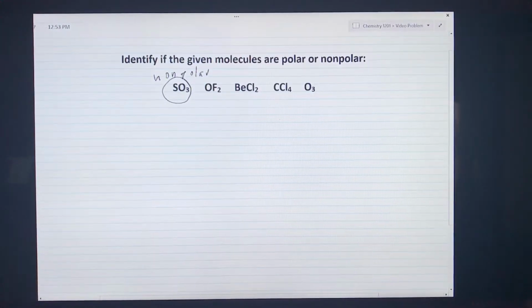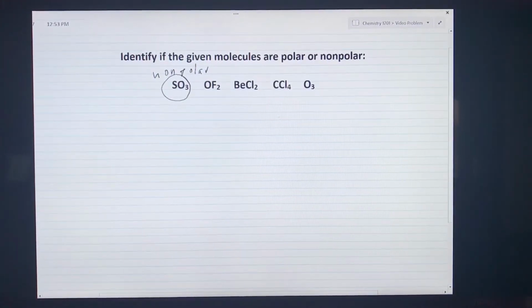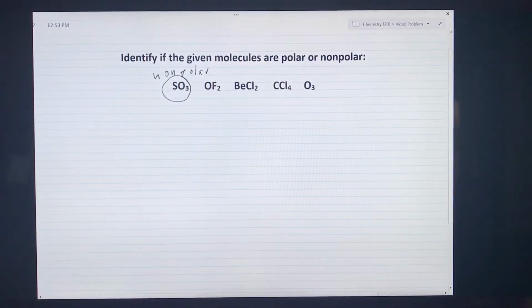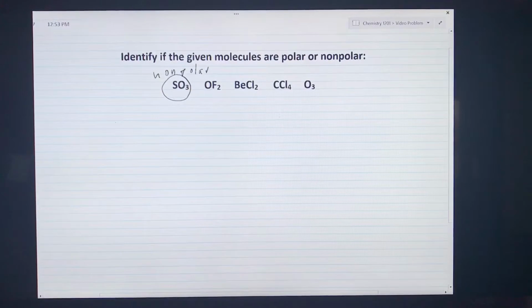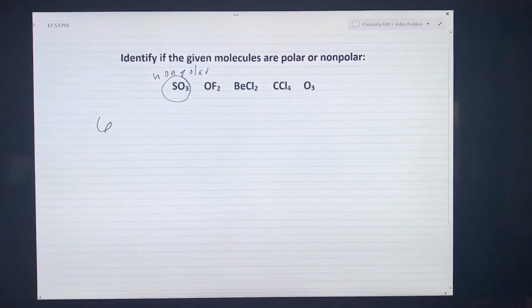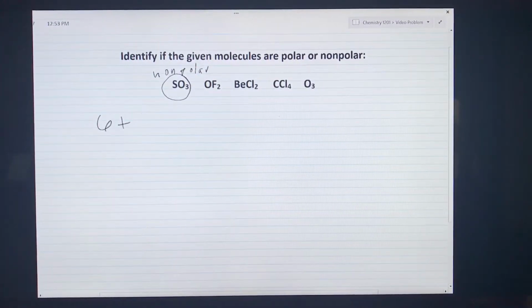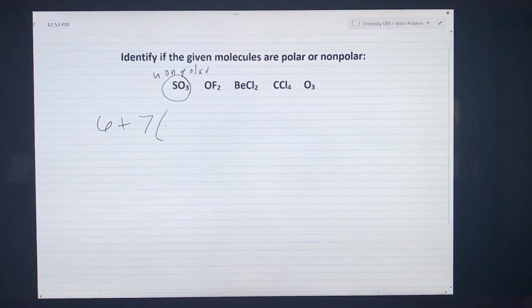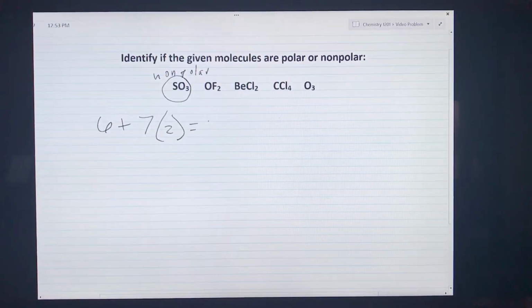Alright, that took way too long. Alright, for the next one, we would do OF2. So OF2, oxygen has 6 electrons that we said before, and fluorine has 7, and since there's 2 of them, you multiply by 2, which will give you 20 electrons.